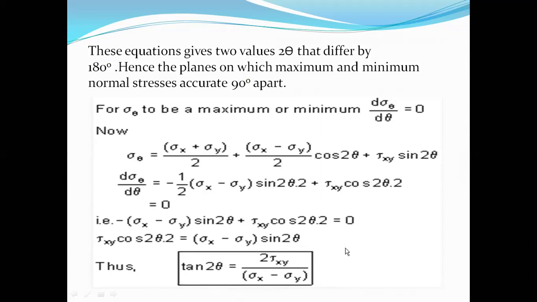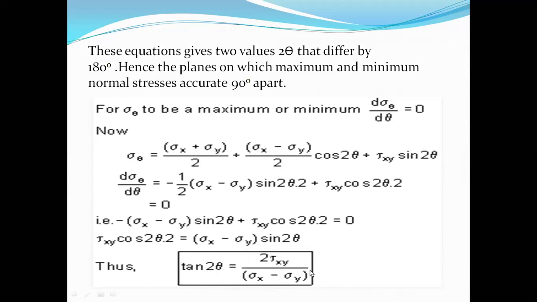Theta is equal to 1 by 2 into tan inverse of 2 tau xy by sigma x minus sigma y. So after simplifying this equation, after finding the derivative of this one, we can find out the angle made by the plane in which the value of the normal stresses is either maximum or minimum. That angle we can calculate from this particular formula.